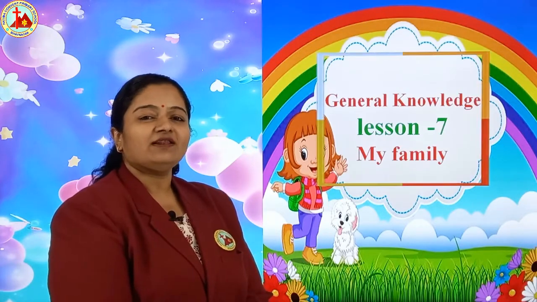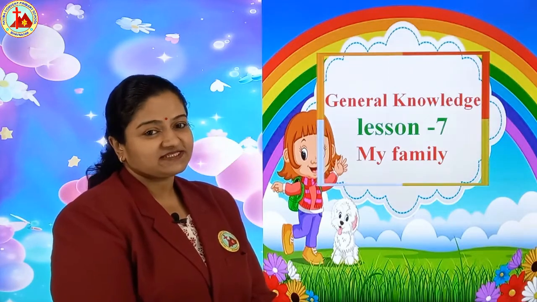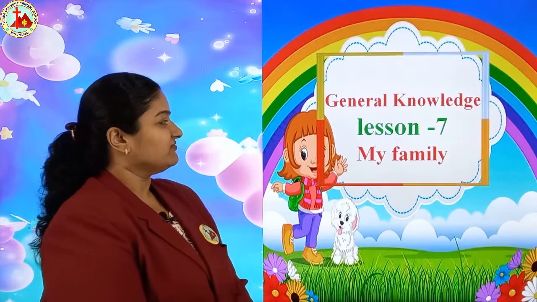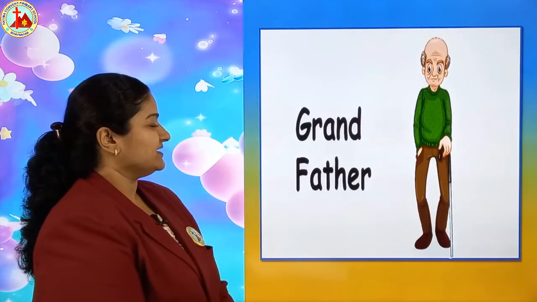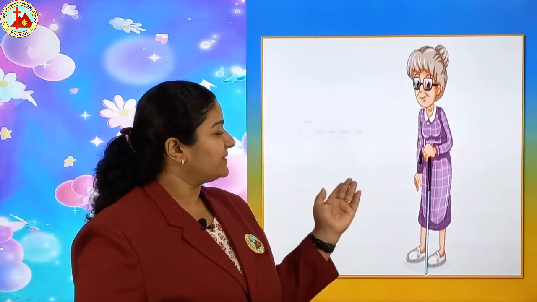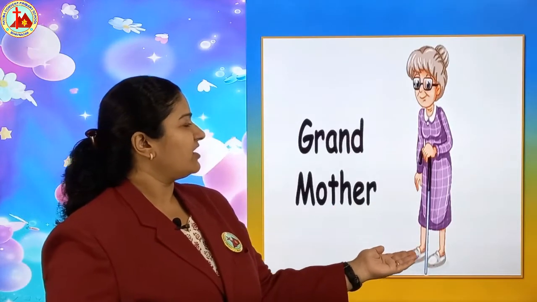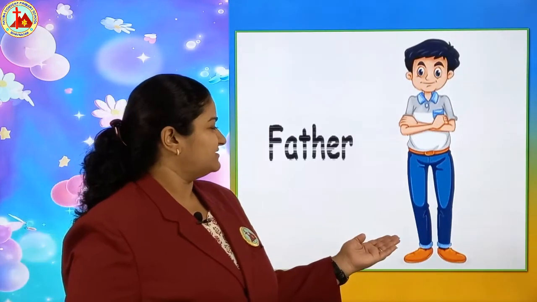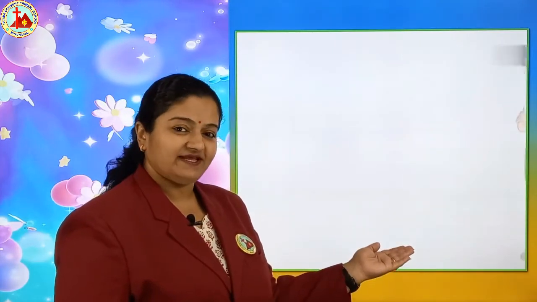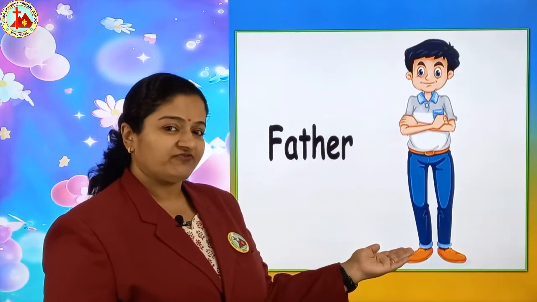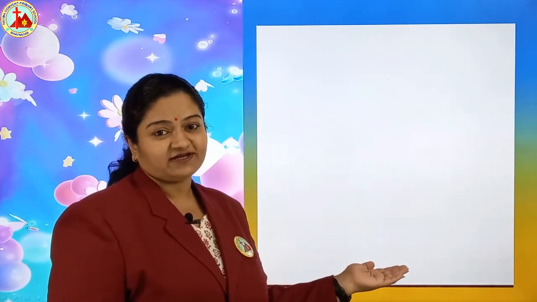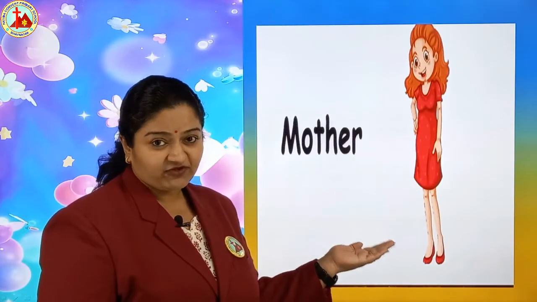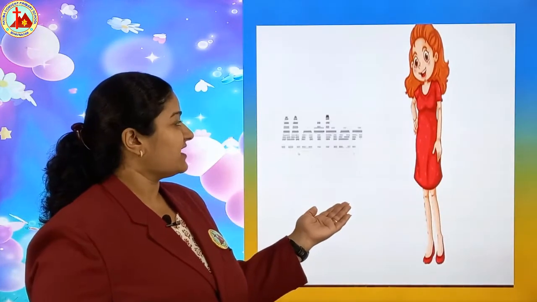So children, you all are living in a family. Now let's see who all are there in our house. First one is grandfather. Yes, grandfather. Next one is grandmother. Yes, she is your grandmother. Next one is father. Father is the head of our family. Yes, father goes to office. Next one is mother. Mother cooks food for us, takes care of the house, takes care of you. Yes, children. Yes, this is our mother.